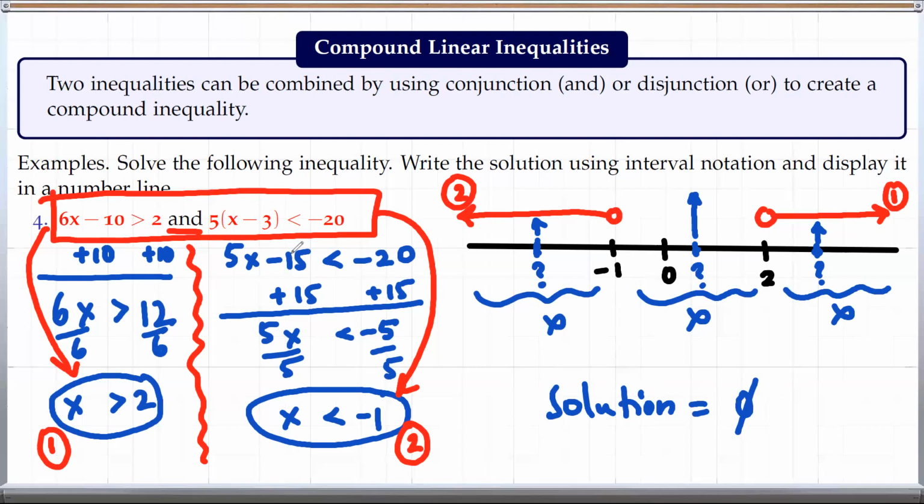If you step back a little bit and think about these two, x greater than 2 and x less than -1, well, there can be no real number x that is greater than 2 and less than -1 at the same time. x greater than 2 means it must be positive. Less than -1 means it must be negative. There is no real number that is both positive and negative at the same time. So the solution is empty.